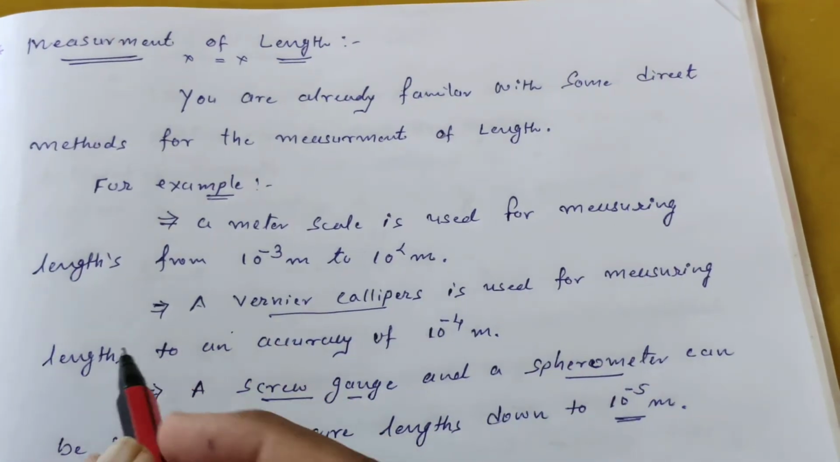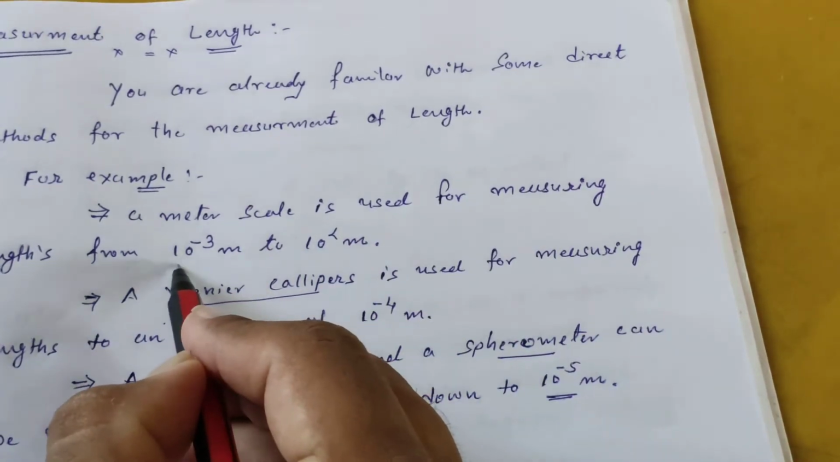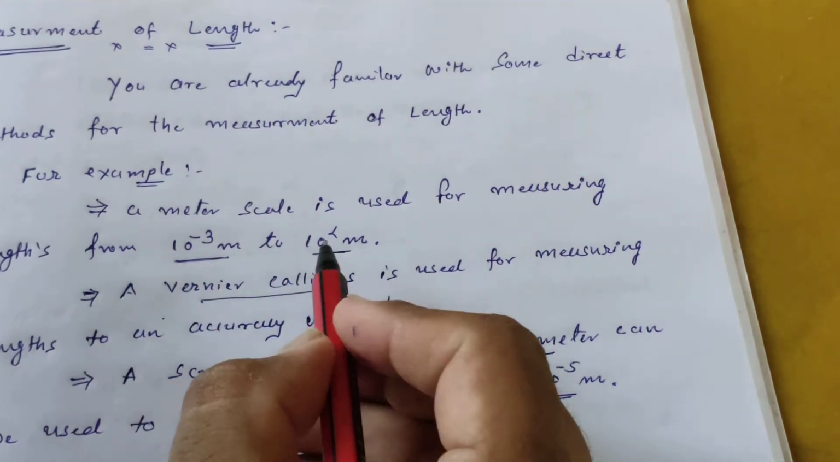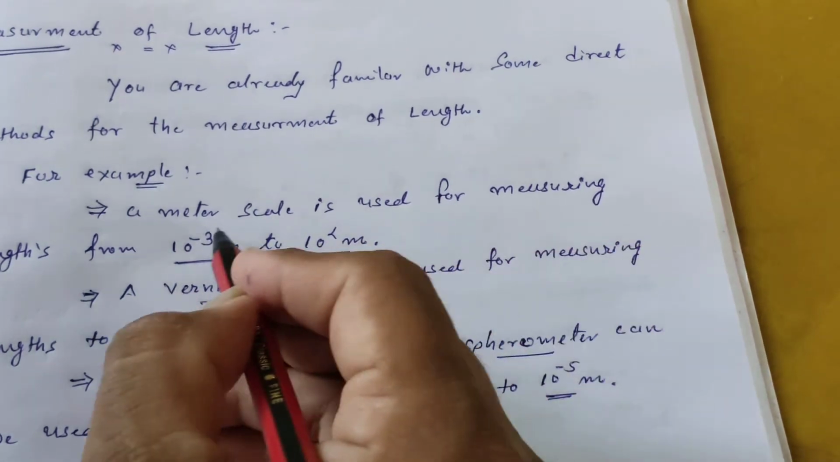Okay, but over here remember, a meter scale is used for measuring length from 10 raised to minus 3 meter to 10 raised to 2 meter. Okay, this is known as the range of length measurement of a meter scale.